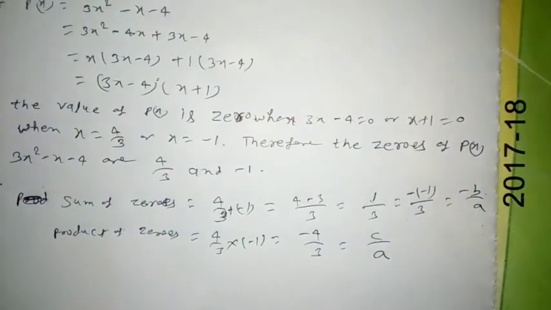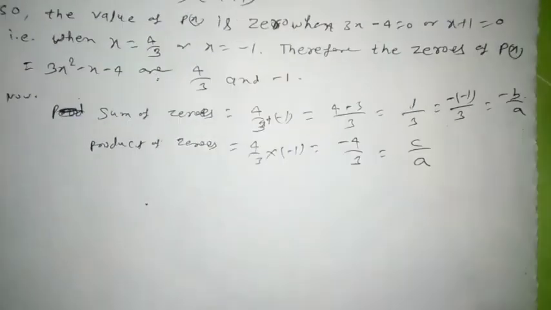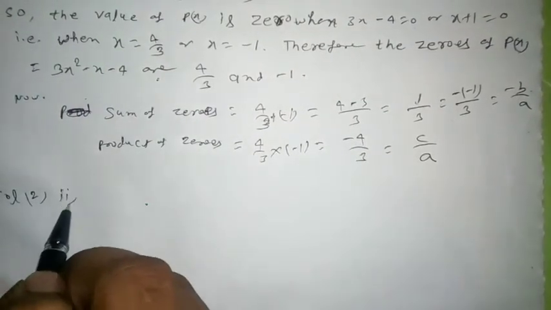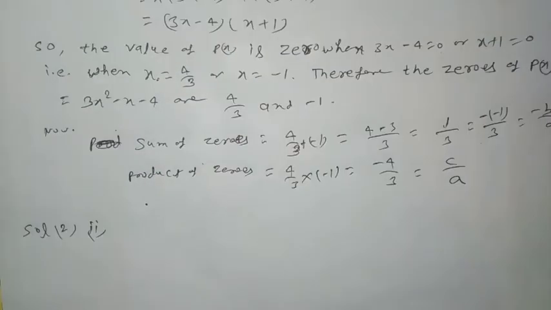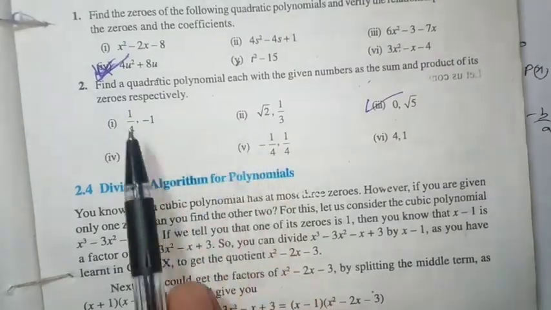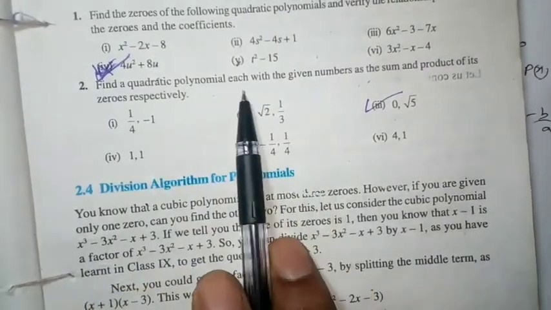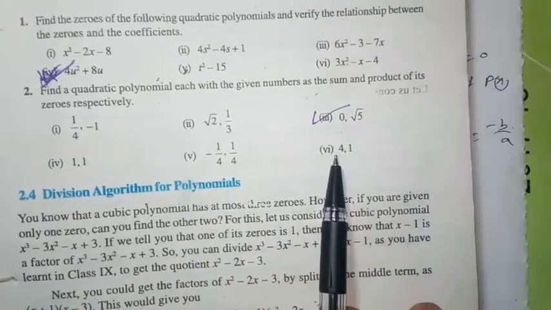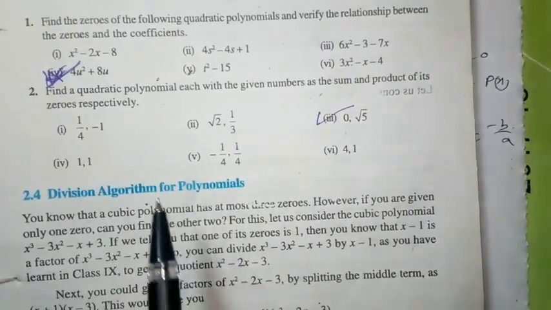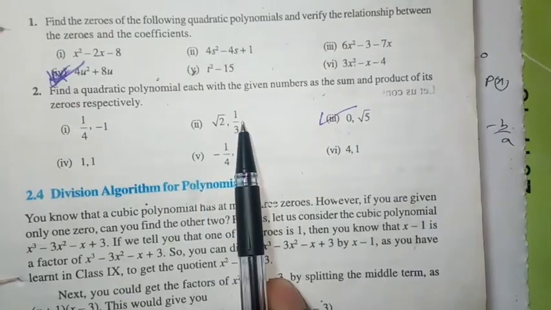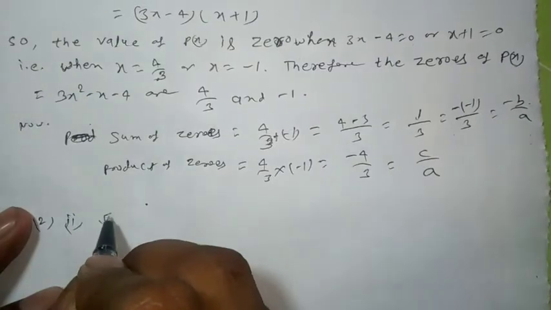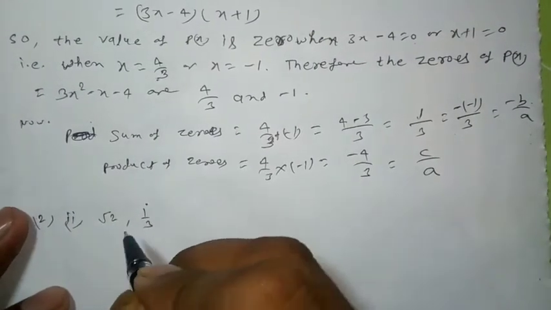Okay, now the next question, solution of 2 2. Find the quadratic polynomial each with the given numbers as the sum and product of its zeros respectively. Root under 2 and 1 by 3. Okay.